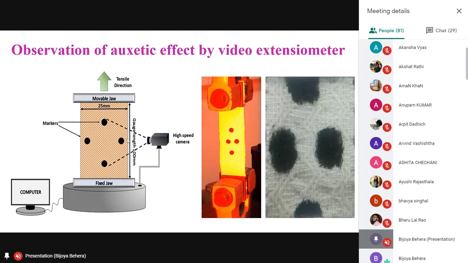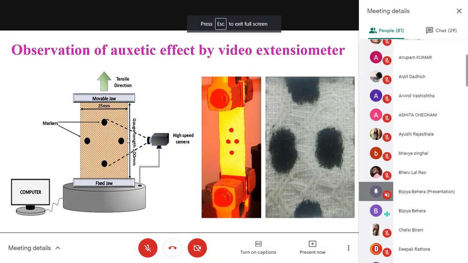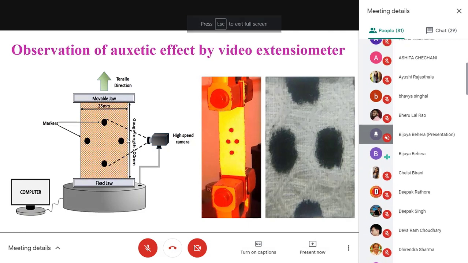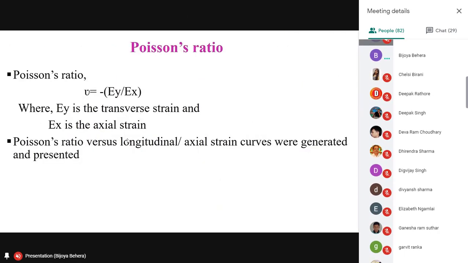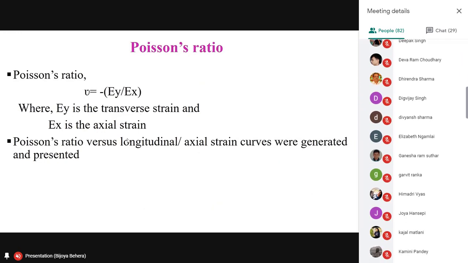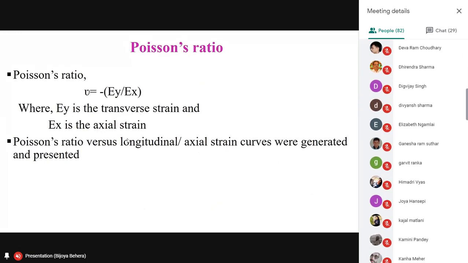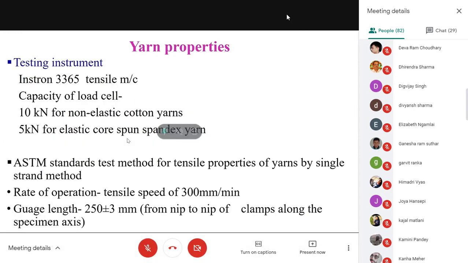Since it is expanded in both directions, the Poisson's ratio value you will get is negative, NPR, which is nothing but the auxeticity value. So Poisson's ratio is minus of εy upon εx, lateral strain over longitudinal strain, from this experiment.